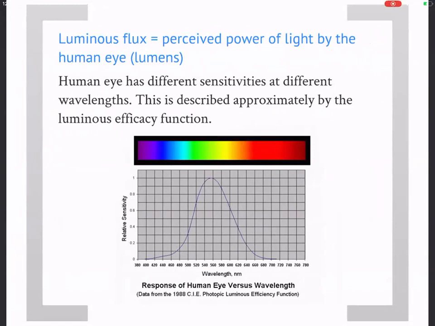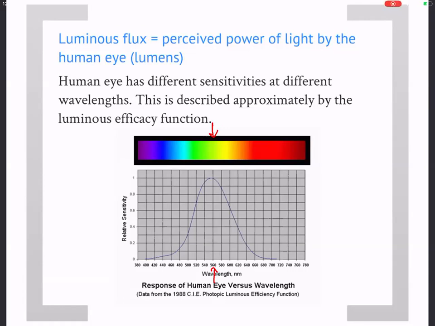Now, the analogous quantity in photometry is something called luminous flux, which is where the human being comes into the picture. So it is the perceived power of light by the human eye, which means that now we have to take the sensitivity of the human eye into account. Now, humans have evolved over hundreds of thousands of years such that our eye is sensitive to green light, roughly about 560 nanometers in wavelength. And this is primarily because the amount of sunlight peaks at that wavelength, as we have seen before in our lecture on black body radiation.